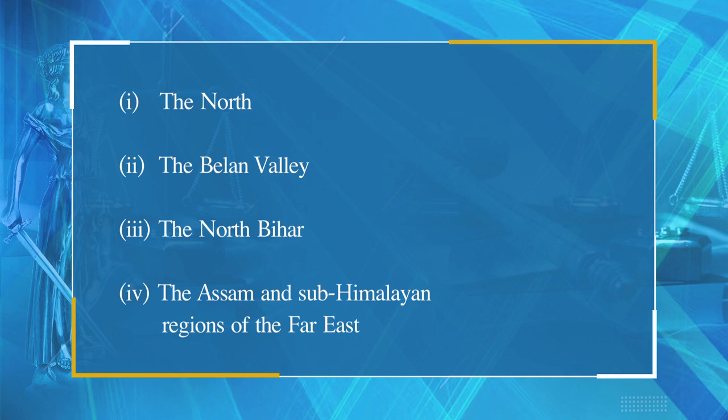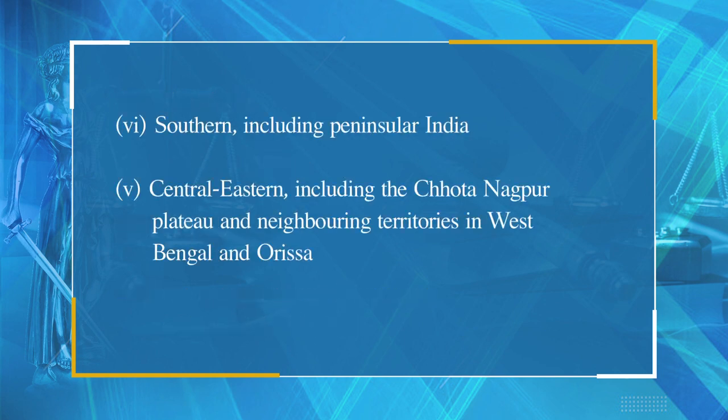Number 1 is the north, which includes the Kashmir Valley. Number 2 is the Belan Valley, which includes the districts of Allahabad, Mirzapur, Rewa, and Sidhi in the Vindhyan Plateau. Number 3 is northern Bihar. Number 4 is the Assam and sub-Himalayan regions of the Far East. Number 5 is southern, including peninsular India. And number 6 is the central eastern, including the Chota Nagpur Plateau and neighboring territories in West Bengal and Odisha. Even in India, the Neolithic period did not manifest itself consistently. There is no single center of origin, no domino or ripple effect that spreads local effects to other locations.